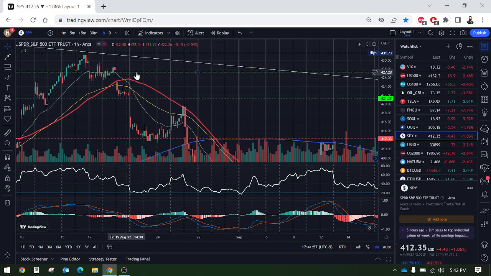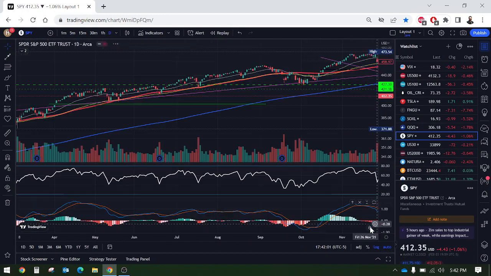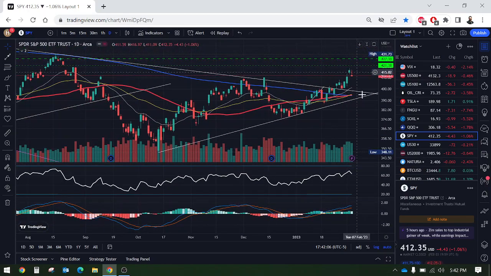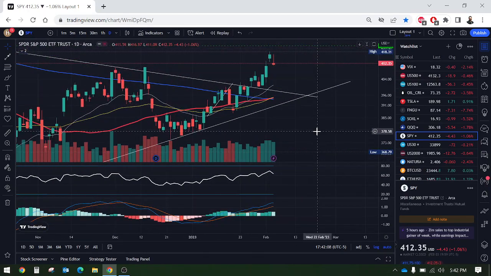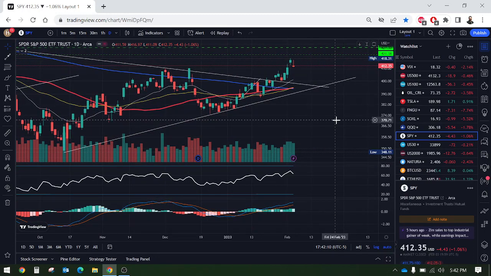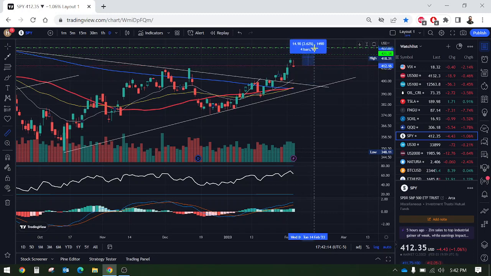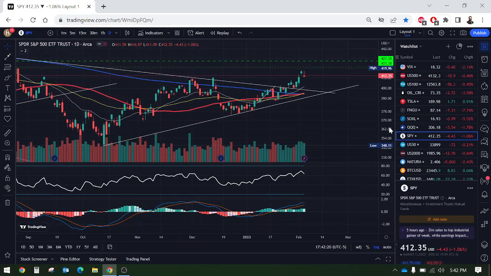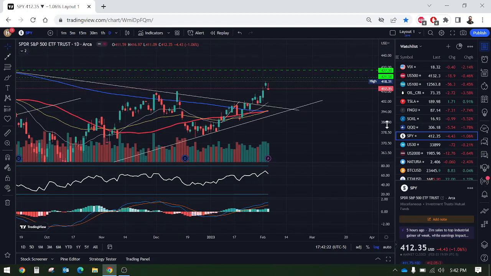So this gap here, 427.3, if I go to daily, this is where I got this big gap. So I do expect SPY to touch that before we go down. This gap is from Friday's close, around 3.62%, not that bad. So it could happen next week. So be mindful of that.